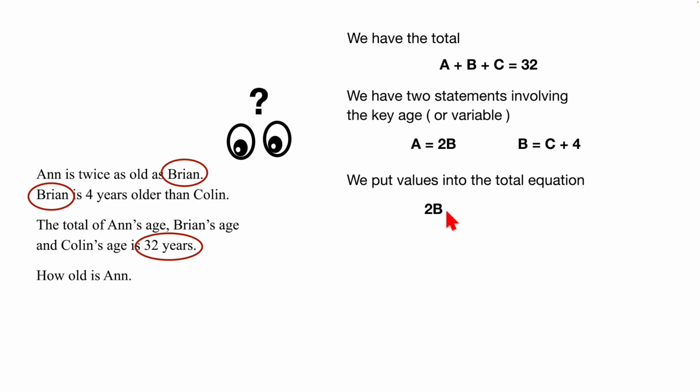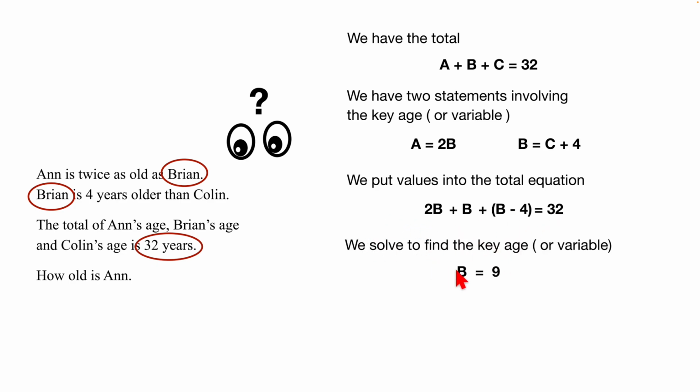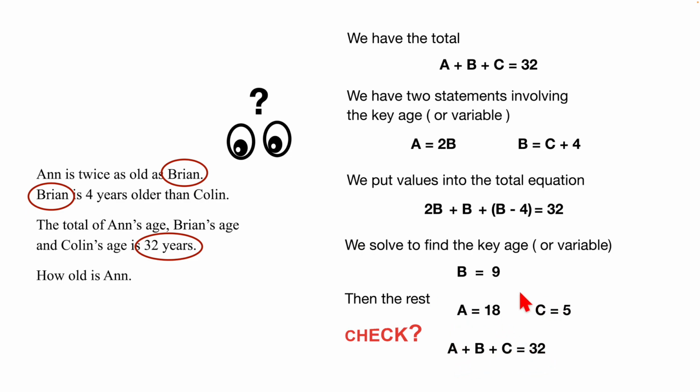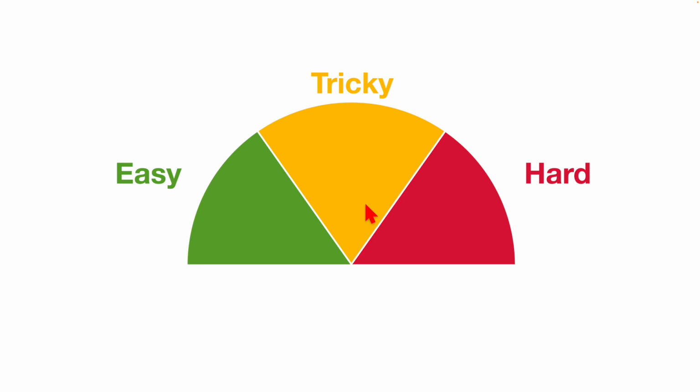We put the values into a total equation, 2b plus b plus b minus 4, and it equals 32. And then we use that to solve the key age to find out that b is equal to 9. And then the rest, we can easily find what the other ages are. And of course, we check it. And this is the big check, really, that all the ages add up to what we think they should add up to, whilst also following all of these other criteria. Brilliant. So I hope we've taken a tricky question and made it easy.